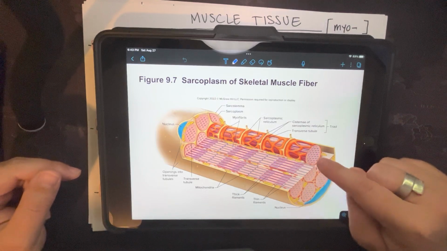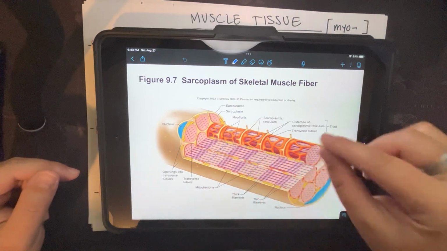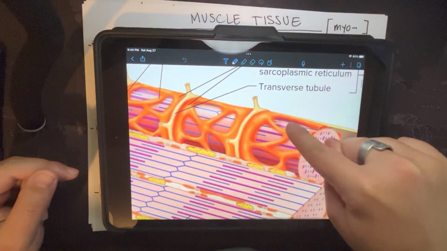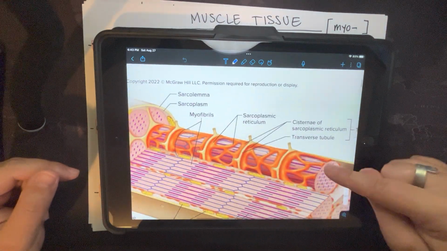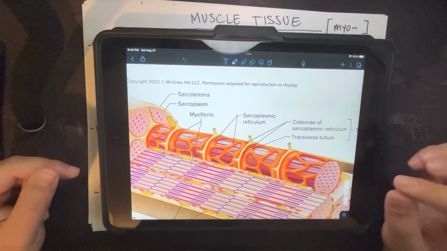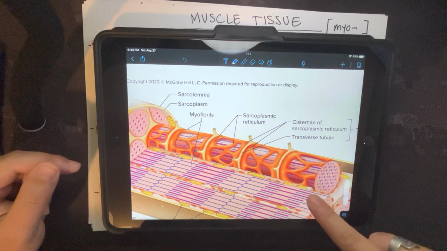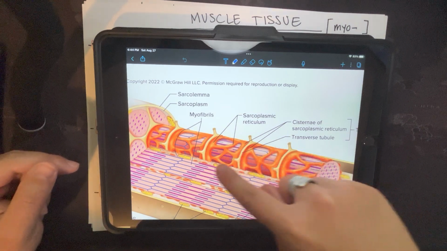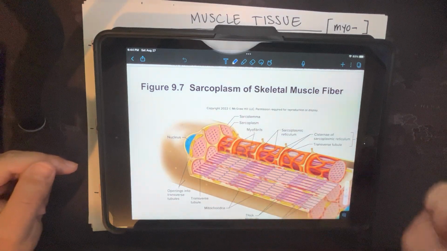So we have all of our contractile proteins here. And in this picture, our sarcoplasmic reticulum is orange. So that's going to be this orange webbing around it, surrounding each myofibril. Our sarcoplasmic reticulum is going to be very important because it holds all of the calcium for our muscle contractions. And so that is going to surround the entirety of the fibril as well as inside every other fibril.